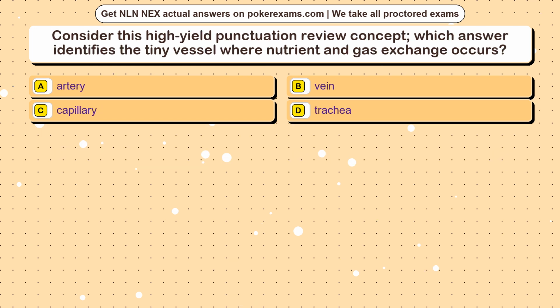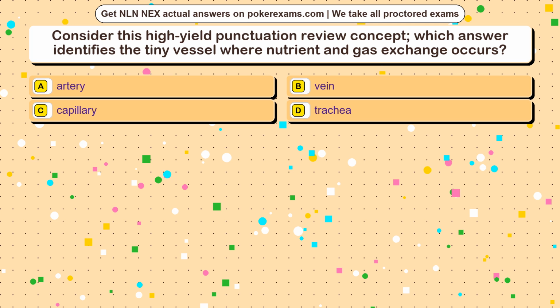Question 18. Consider this high-yield punctuation review concept. Which answer identifies the tiny vessel where nutrient and gas exchange occurs? Option A, artery. Option B, vein. Option C, capillary. Option D, trachea.